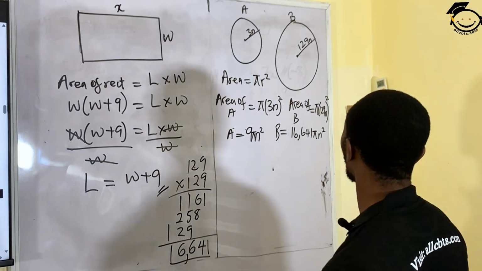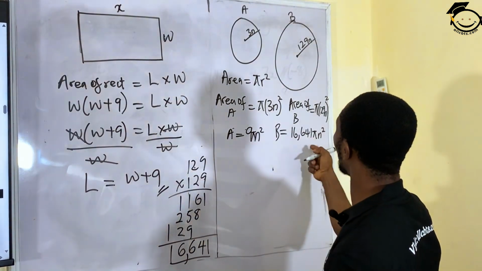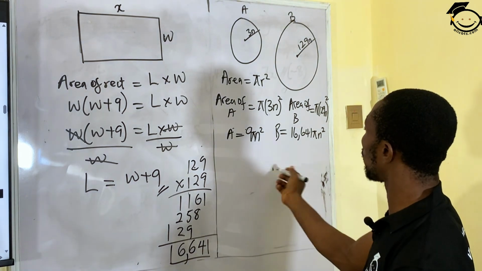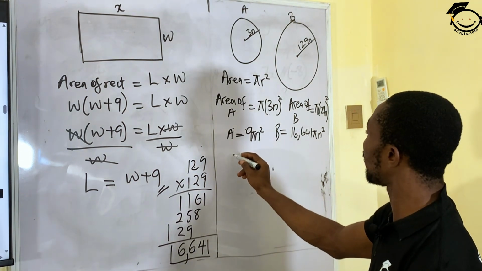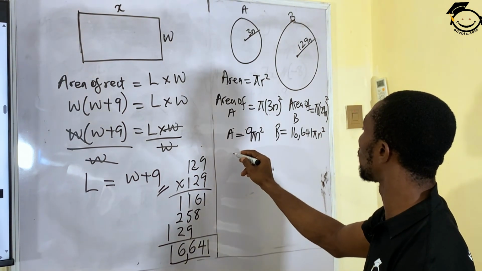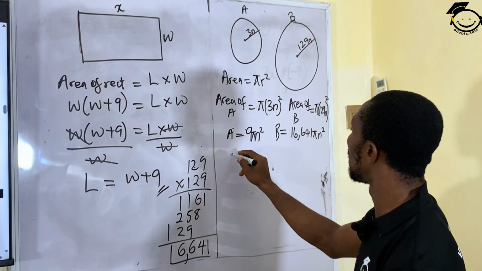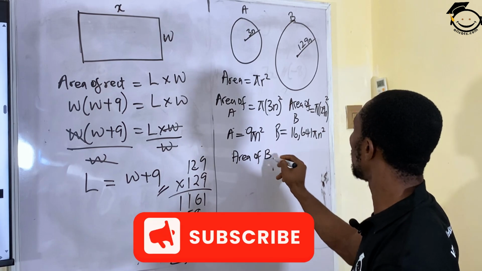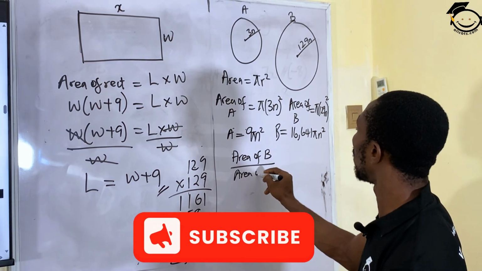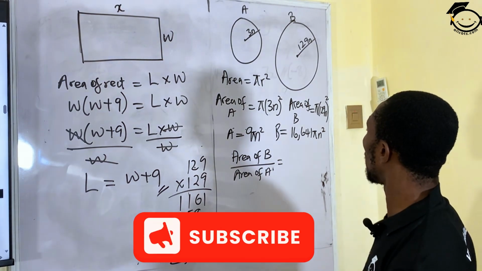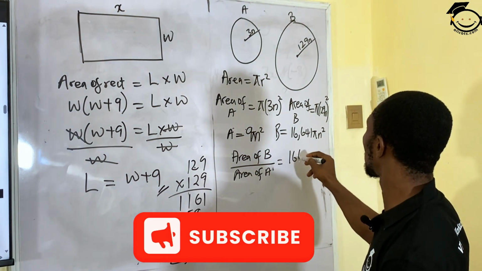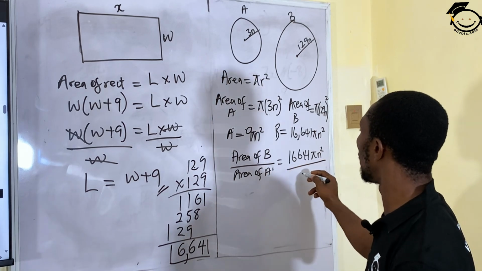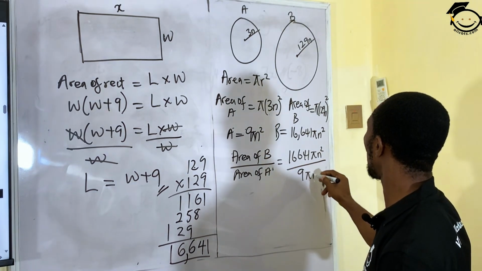Now, they're asking for how many times is the area of cycle B bigger than the area of cycle A. Since we have both areas of both cycles, we can now equate them together. This becomes area of B all over area of A, which will now become 16641 pi n squared all over 9 pi n squared.